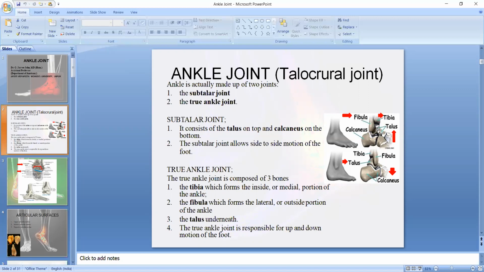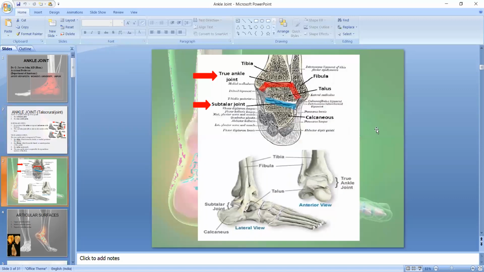We can say this is the true type of joint. Here this is the tibia and fibula, and there is the talus. This is the formation of the joint.